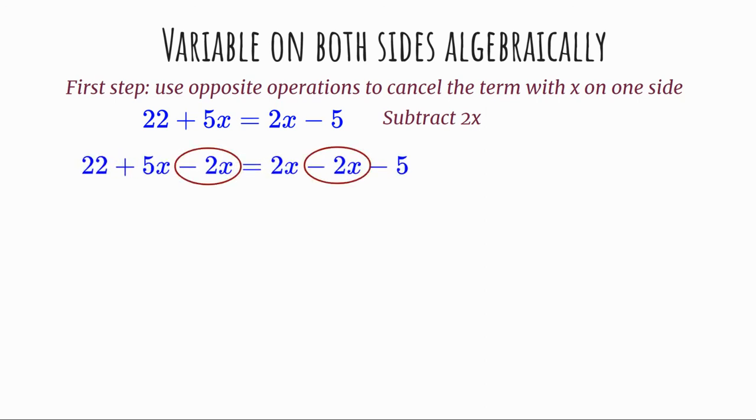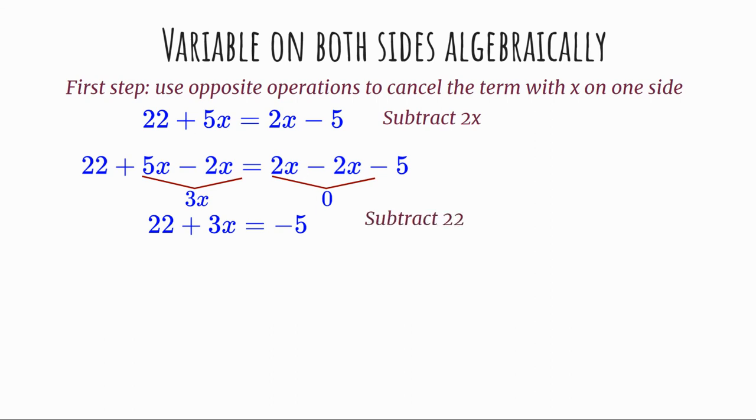And this is another way of writing it. So now I subtracted on the left side and I subtracted on the right side. And the purpose, of course, is to eliminate that variable on the right side. When I do this operation on the left side, I get 3x. On the right side, of course, it becomes 0. And then my equation becomes a simpler equation. 22 plus 3x equals negative 5.